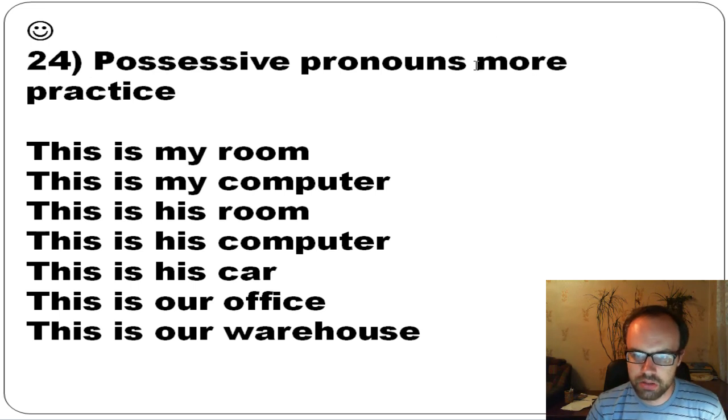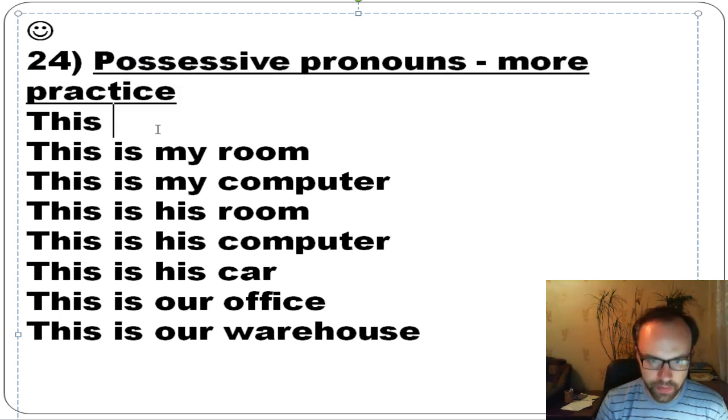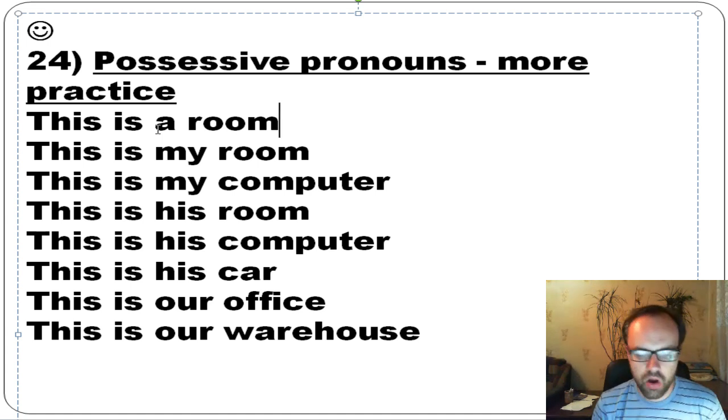So, possessive pronouns, more practice. Okay, so this is my room. You can say, for example, this is a room, or maybe you want to say that this is your room. No problem. So you say, this is my room, this is my computer, this is his room, this is his computer, this is his car, this is our office, this is our warehouse, or this is my pen. Yeah, this is my pencil. Good.